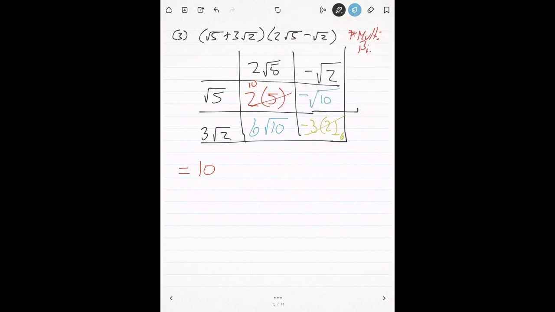Well, remember in the box method, the like terms are on the diagonal. So we have a 6 root 10 and a negative root 10. That's a positive 5 root 10. And then the last term we had was a negative 6. Well, if we combine some like terms here, the 10 and the negative 6 make 4. And we can't really do anything with the 5 root 10 because it's a radical. It's not going to combine with the number. And there you go. That's our final answer.